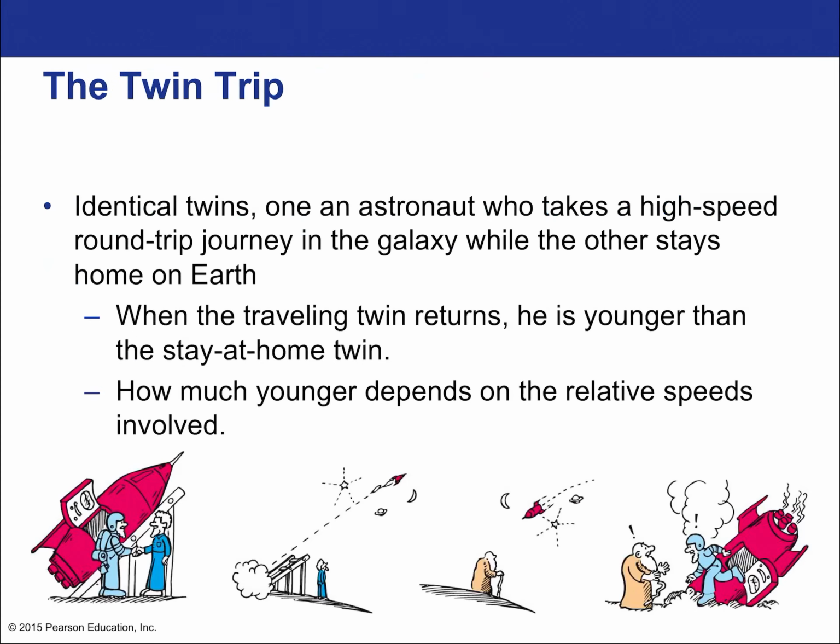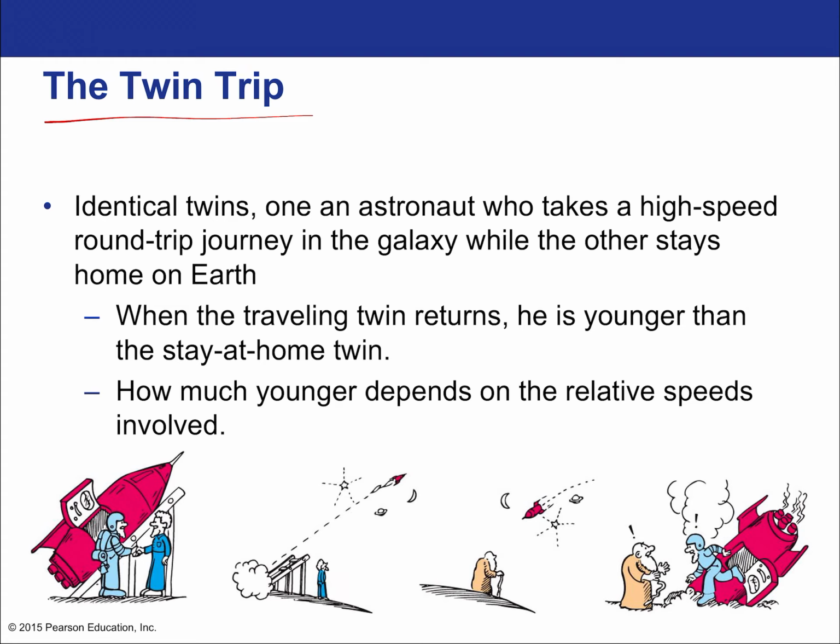All right, so a really interesting consequence of this is the twin trip. Okay, it's a fun thing to think about. Identical twins, one an astronaut who takes a high-speed round-trip journey in the galaxy while the other stays home on Earth. When the traveling twin returns, he is younger than the stay-at-home twin. How much younger depends on the relative speeds involved.